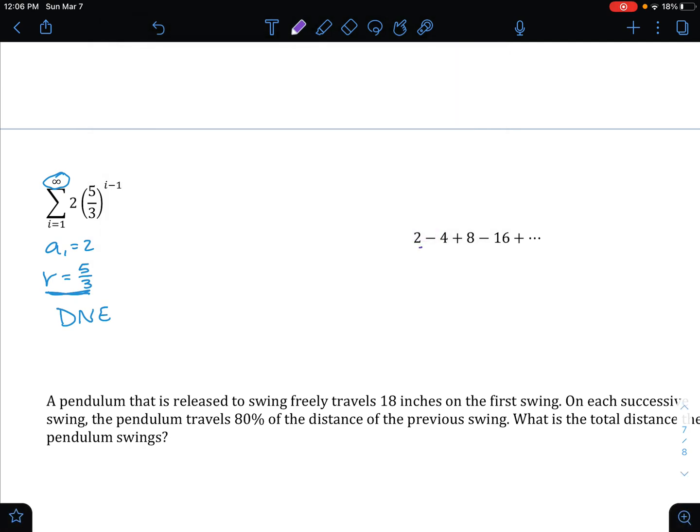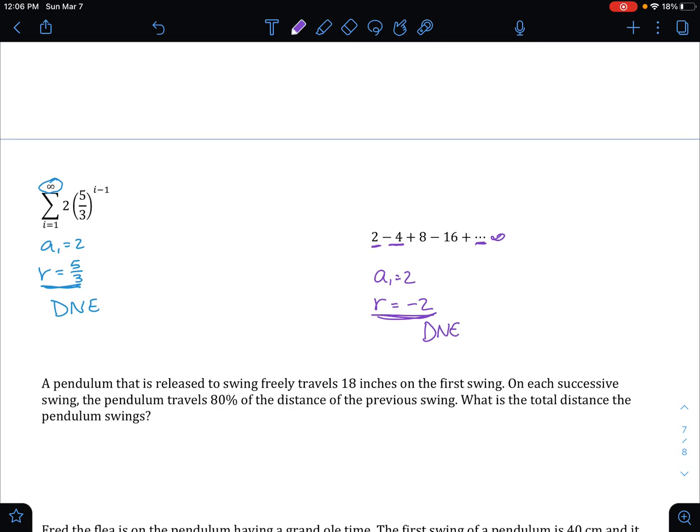For our next one, our first term is 2. The dot, dot, dot tells us we're going to infinity. And we've got to figure out, how do I go from 2 to negative 4? 2 times what gives us negative 4? You should say negative 2. And once again, remember we're using the absolute value of r, so it doesn't matter if it's positive or negative. Since it is greater than or equal to 1, this just does not exist. So we're really looking at that r value to help us determine where we're going.